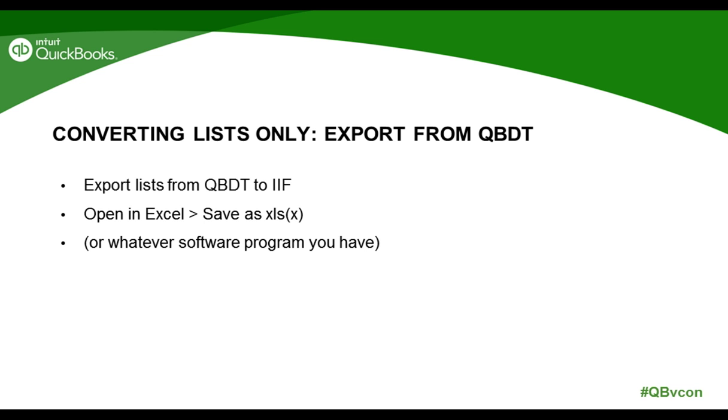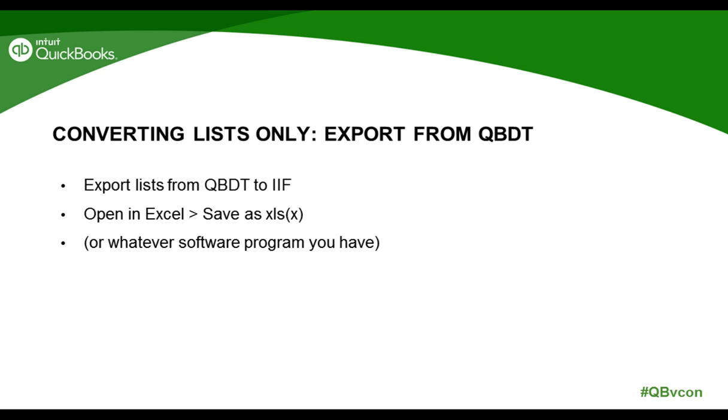So if you're converting desktop and you're doing lists only, you're going to want to export those lists from desktop, and you can do this as well from a non-QuickBooks product. The instructions are just going to be different, but it's the same basic concept, right? So you're going to export all of your lists. If you go to your File menu and Export List, you'll choose which list you need. Obviously, you probably are not going to need to export a price level list because QBO doesn't have price levels. But you'll export those lists from QuickBooks Desktop to an IIF.